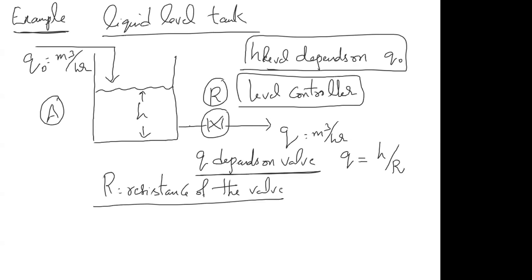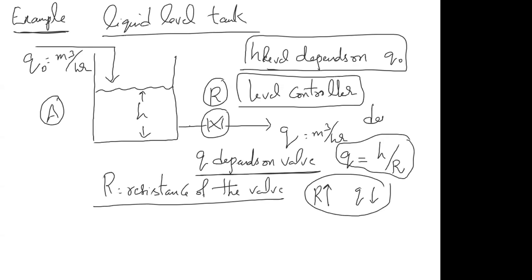The valves are of multiple types. With some valves, if the resistance R increases, Q decreases. Sometimes if the resistance increases, Q also increases. So it depends upon the valve. So this Q equal to H by R is something which depends on the valve.